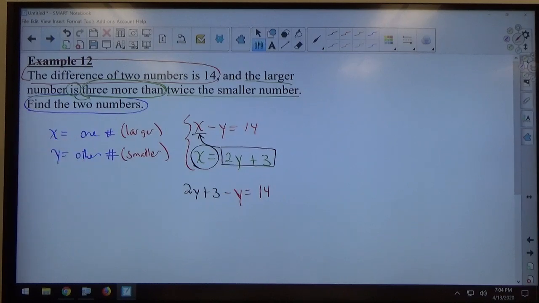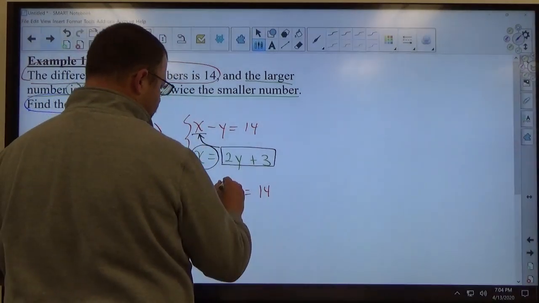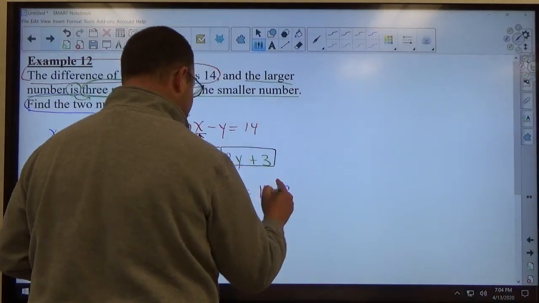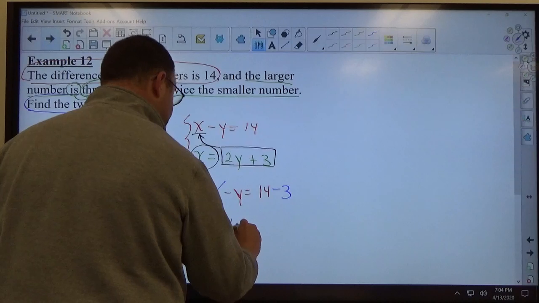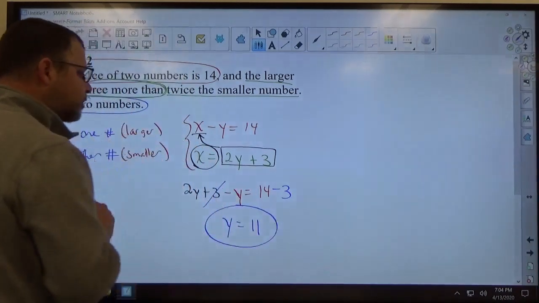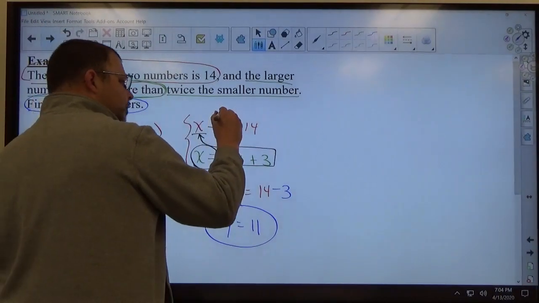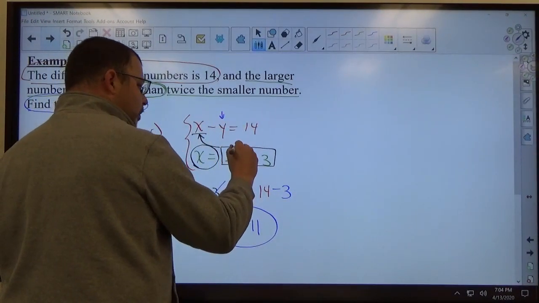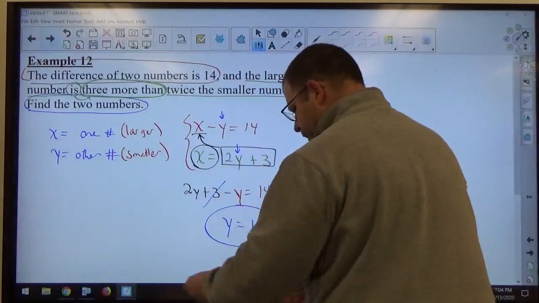I got a couple of y values. I got a couple of numerical values. I simply solve it using basic algebra. I'm going to move my 3 to the other side. It becomes negative 3. 2y minus y, which is 1y, makes y. 14 minus 3 makes 11, so y must equal 11. Now, x minus y equals 14. I can either go here and change that y to an 11, or I can go here and change that y to 11. It doesn't matter which one I go to. I'm going to go to both just to see that we get the same answer.